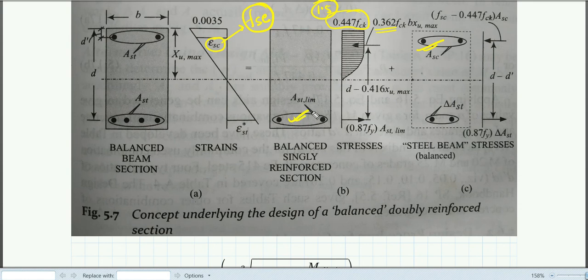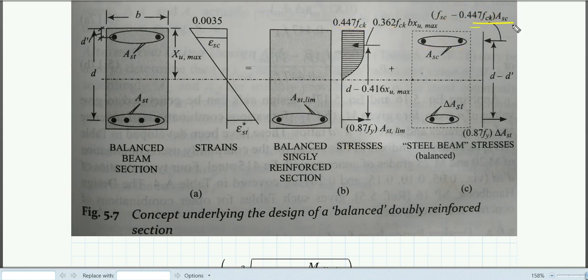Suppose this is a tension reinforcement. For tension reinforcement, this is the stress distribution diagram. You already know about this. The maximum stress at the top is 0.447 fck. The compressive force is 0.362 fck b xu, and the lever arm is d minus 0.42 xu, and the force in steel is 0.87 fy Ast, right? And if you are considering only the steel in compression, then the stress here will be fsc minus 0.447 fck into Asc.